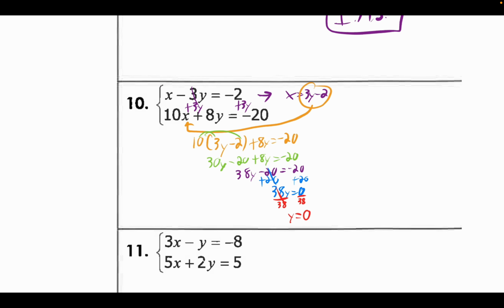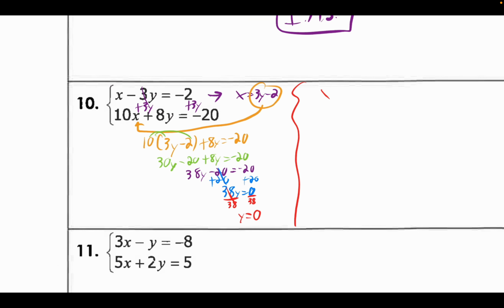And so now we go ahead and plug it into any equation. I'm going to plug it into my newest equation here, the one that I worked on, and I get x equals 3 times 0 minus 2. And boy, do I love multiplying by 0, because anything times 0 is obviously 0. So 3 times 0 is 0, and I get 0 minus 2, which is just, of course, negative 2. So now I have my ordered pair of negative 2 comma 0.